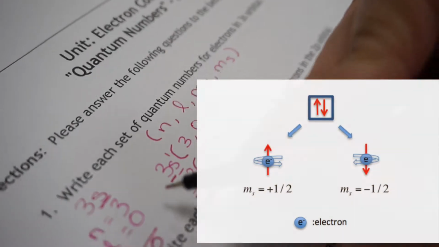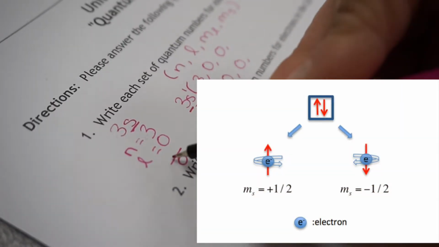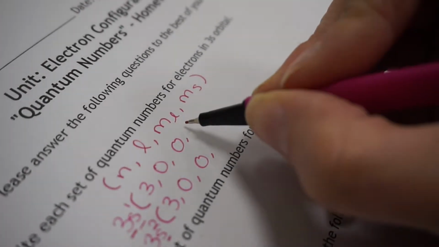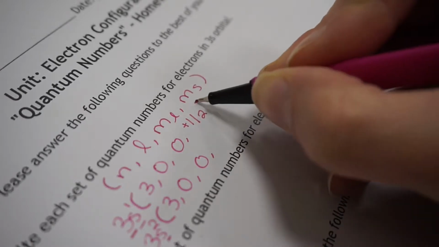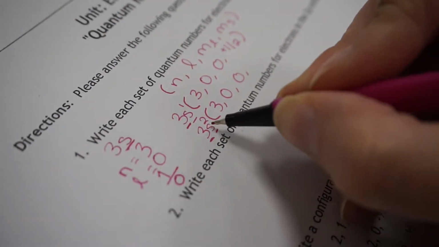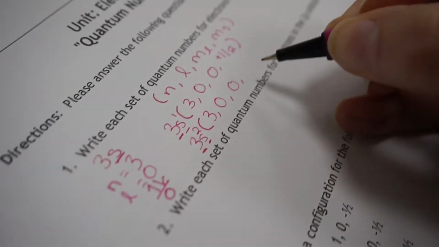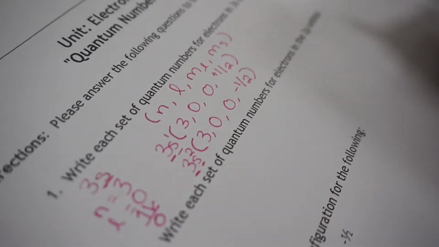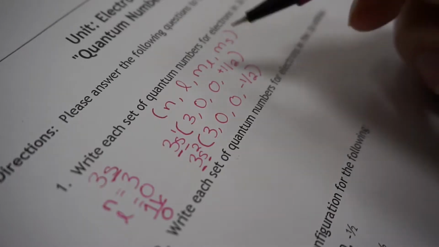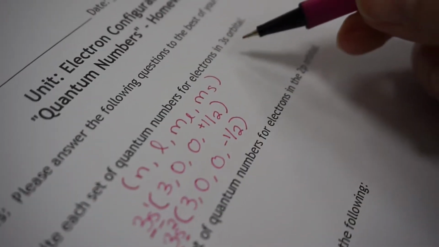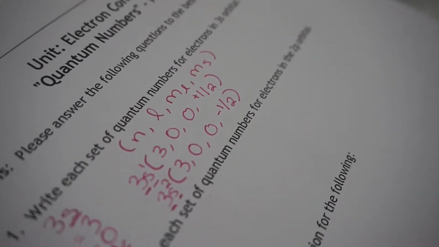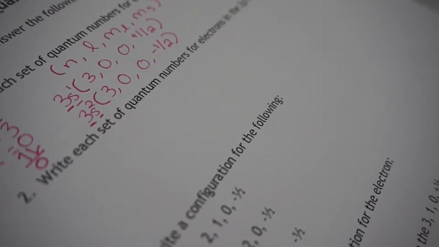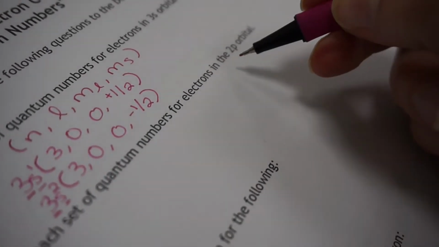So now we're just going to put our electrons in, depending on if they're spinning up or down. They always spin up first, so I'm going to put the plus 1/2 value here. And the next electron, the 3s2 electron, is going to spin down, so I'm going to put minus 1/2. And that's how you would answer the question if I were to ask you to write each set of quantum numbers for the electrons in the 3s orbital. I have shown you this in class as well, but just for a reminder, or if you were absent, this will help you. Next, we're going to basically do the same thing, but for the 2p orbital.